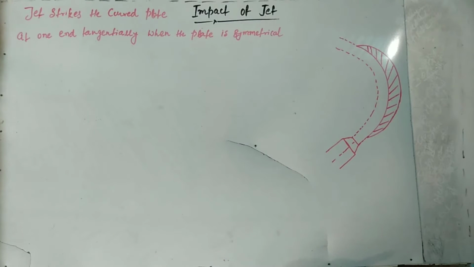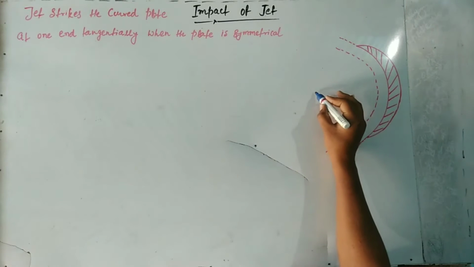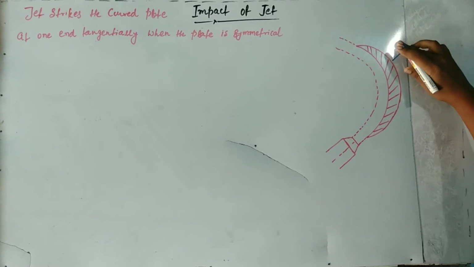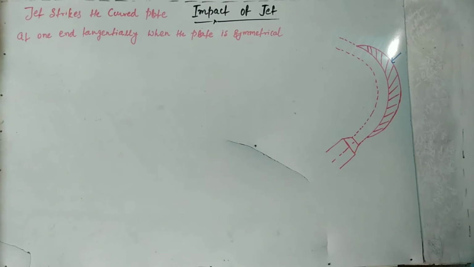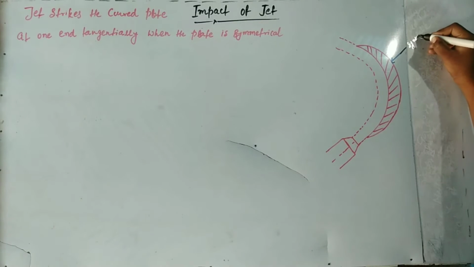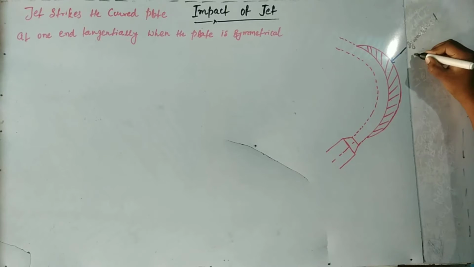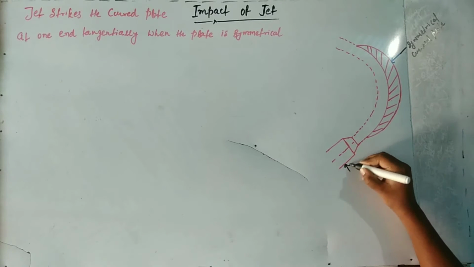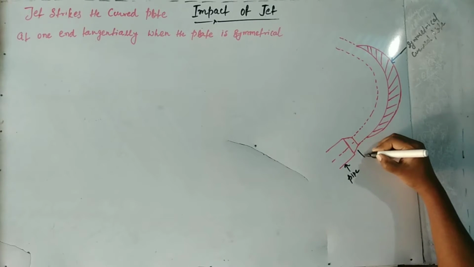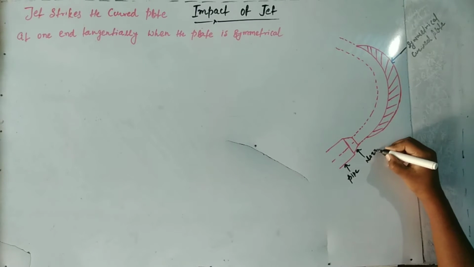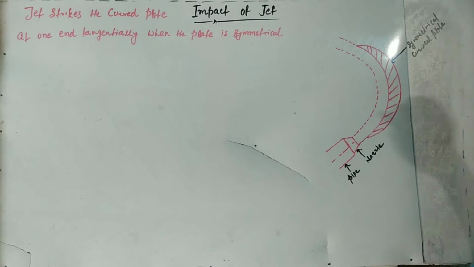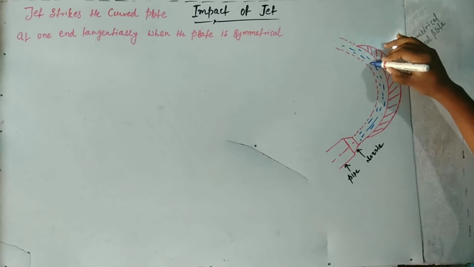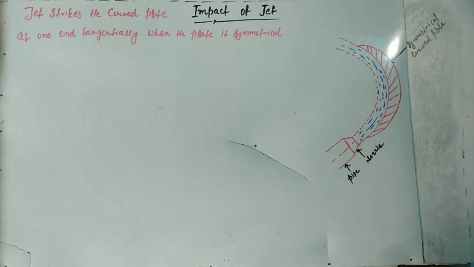In the last video, we have studied jet strike at the center of the curved plate. So, for this topic, we draw a curved plate. It is the fixed symmetrical curved plate in which water of jet is strike tangentially. So this one is pipe and it is nozzle. It is the nozzle of pipe. Now this is water jet which is strike tangentially at the curved plate.